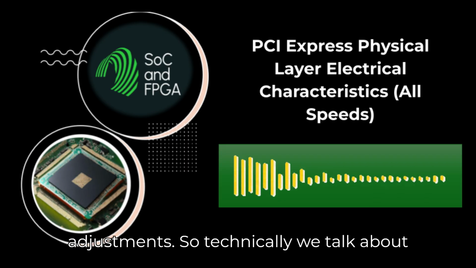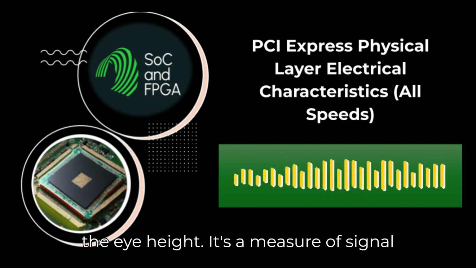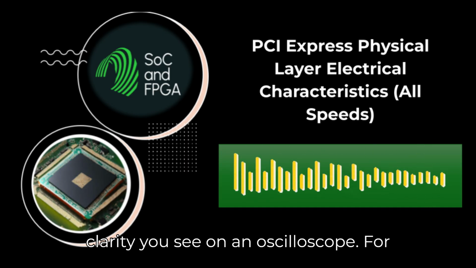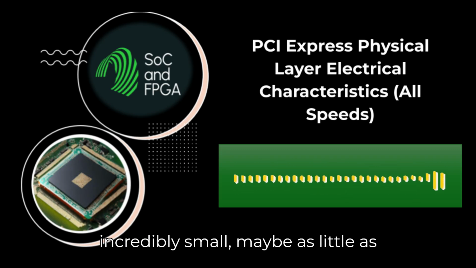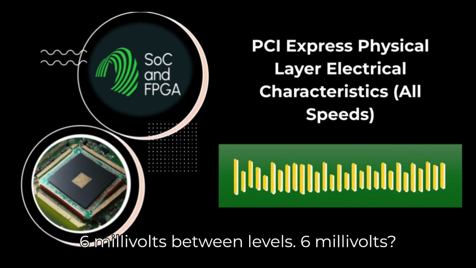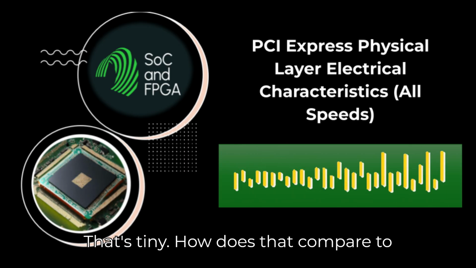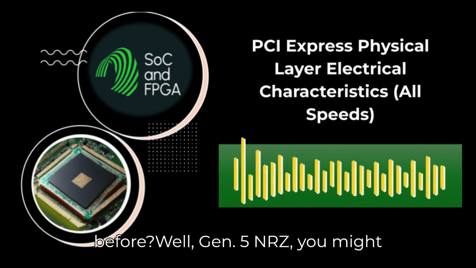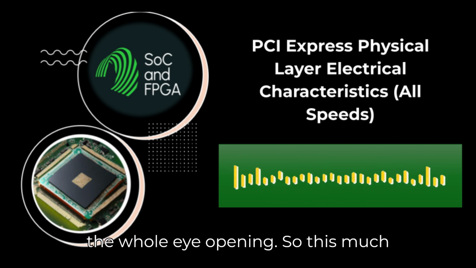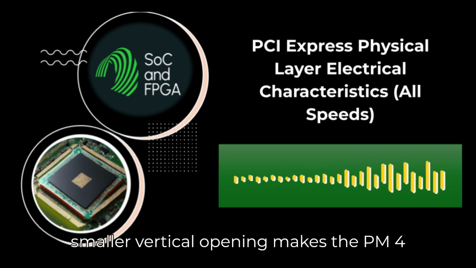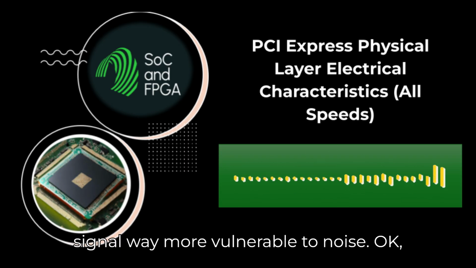Right. Finer adjustments. So technically, we talk about the eye height. It's a measure of signal clarity you see on an oscilloscope. For Gen 6 PAM4, that eye height can be incredibly small, maybe as little as 6 millivolts between levels. 6 millivolts. That's tiny. How does that compare to before? Well, Gen 5 NRZ, you might have had around 15 millivolts or so for the whole eye opening. So this much smaller vertical opening makes the PAM4 signal way more vulnerable to noise.